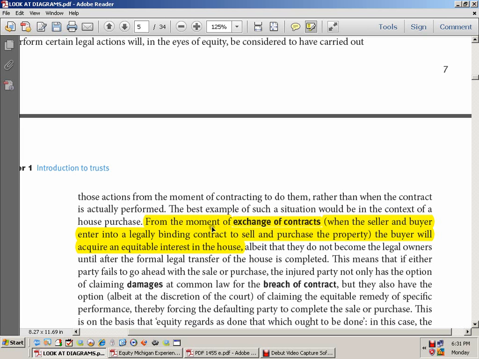From the moment of exchange of contracts, when the seller and buyer enter a legally binding contract to sell and purchase property, the buyer will acquire equitable interest in the house. You have equitable interest right now. Albeit that they do not become legal owners until the formal legal transfer of the house is completed. And that's the part that hasn't happened yet. They haven't transferred you the title.